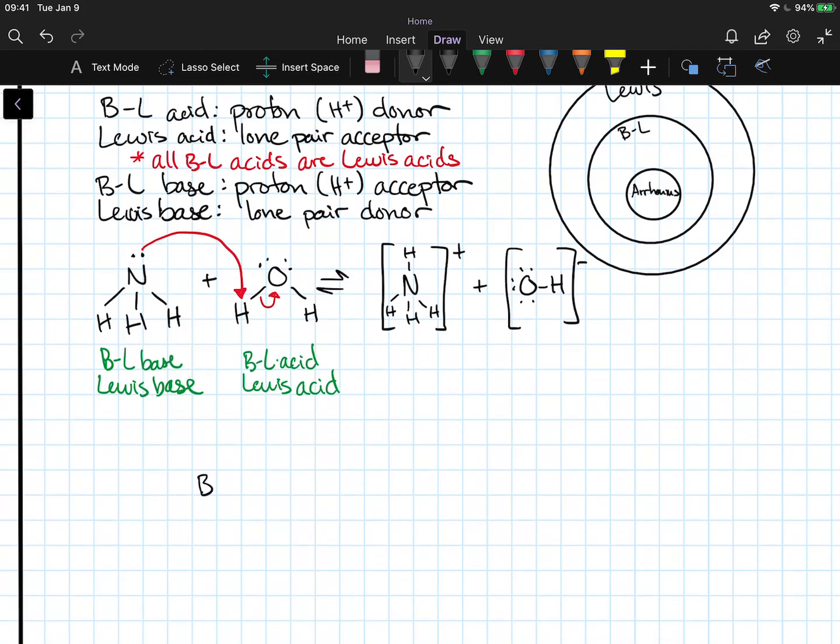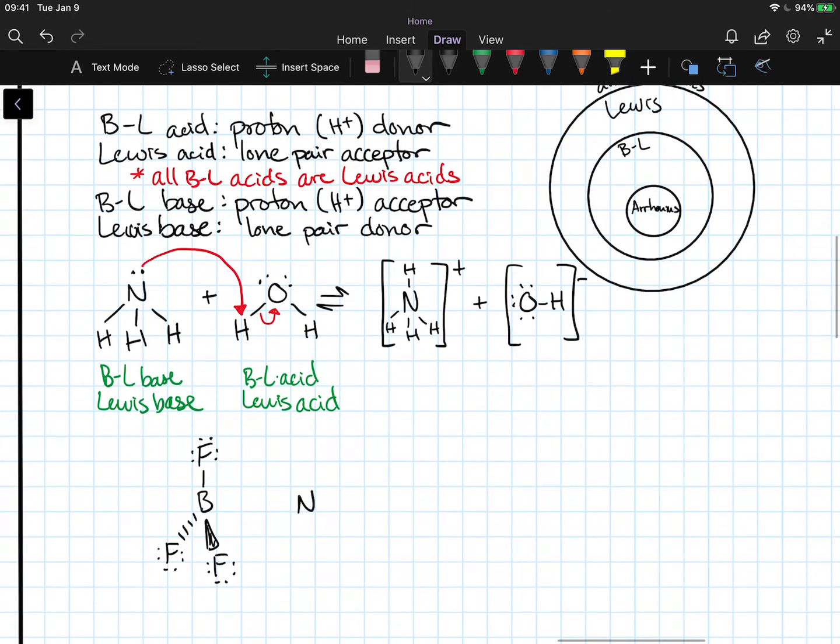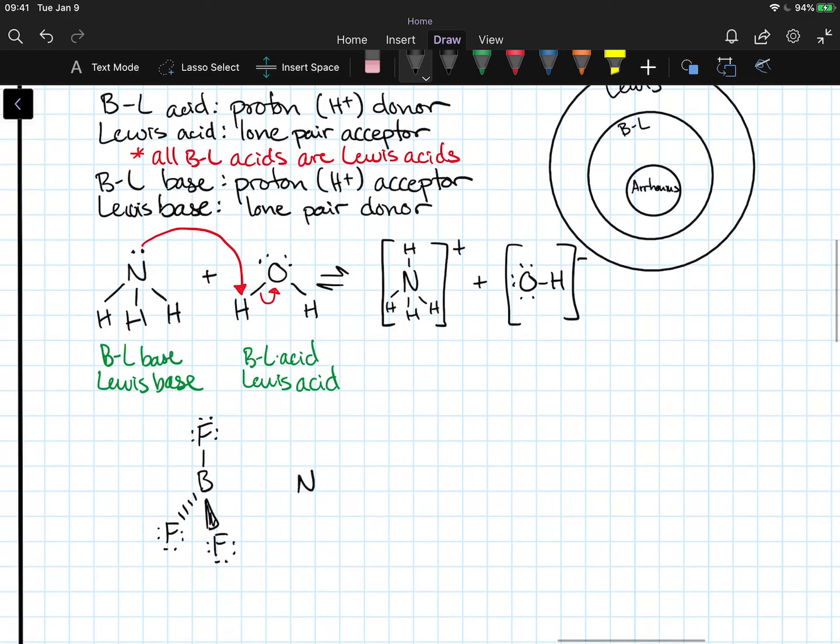But let's just look at another example. If we have boron trifluoride, it's going to take a trigonal planar shape. Boron is, in this case, a little bit electron deficient. It wants some electrons. So if it's going to be accepting some electrons, that means it's probably going to be acting as the acid. So let's just finish this reaction and then we'll see what that case is.